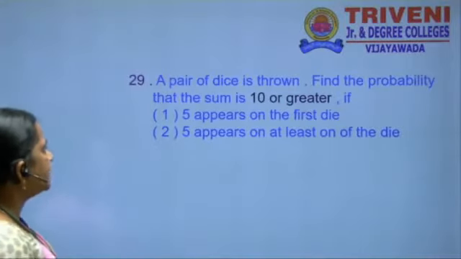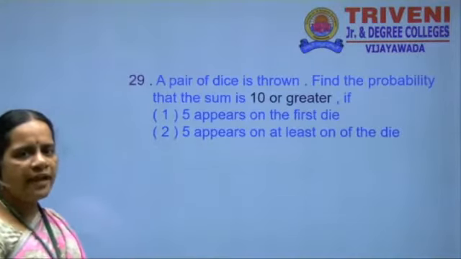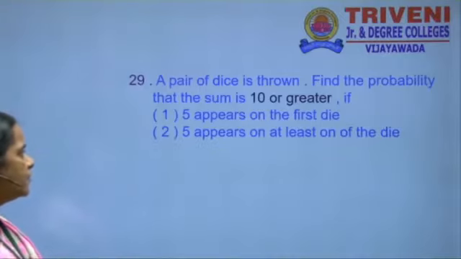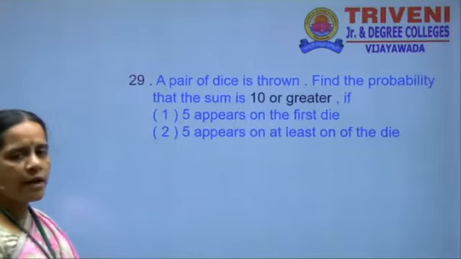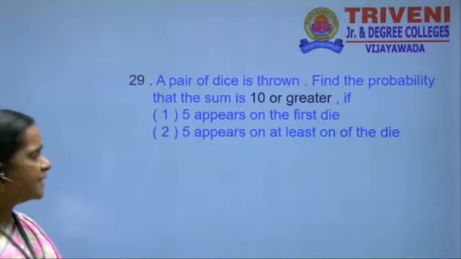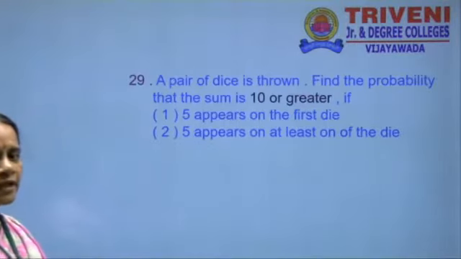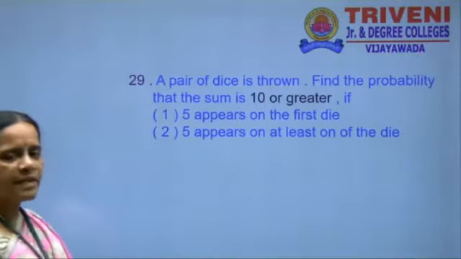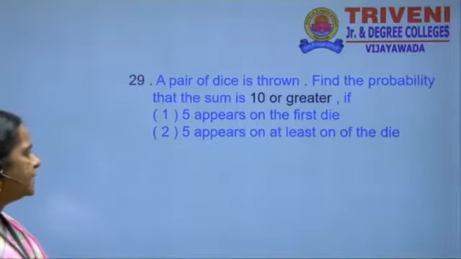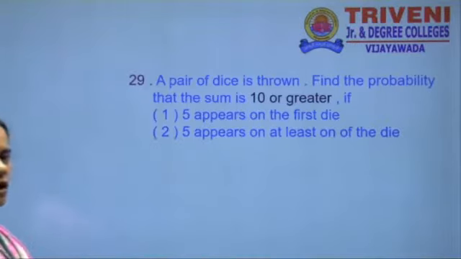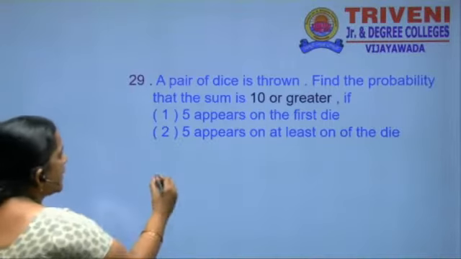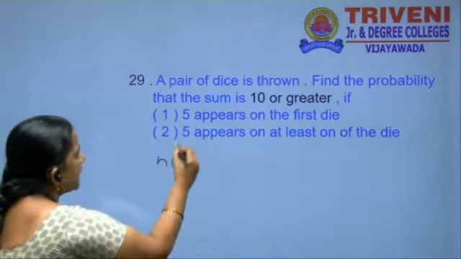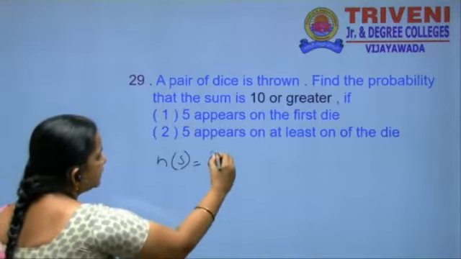A pair of dice is thrown. A pair of dice means 2 dice is thrown. Find the probability that the sum is 10 or greater. The sum is 10 or greater means we have to take 10, 11 like this. First bit is 5 appears on the first die, and the second one is 5 appears on at least one of the dice. N of S is equal to the pair of dice shows, that is 6 square.